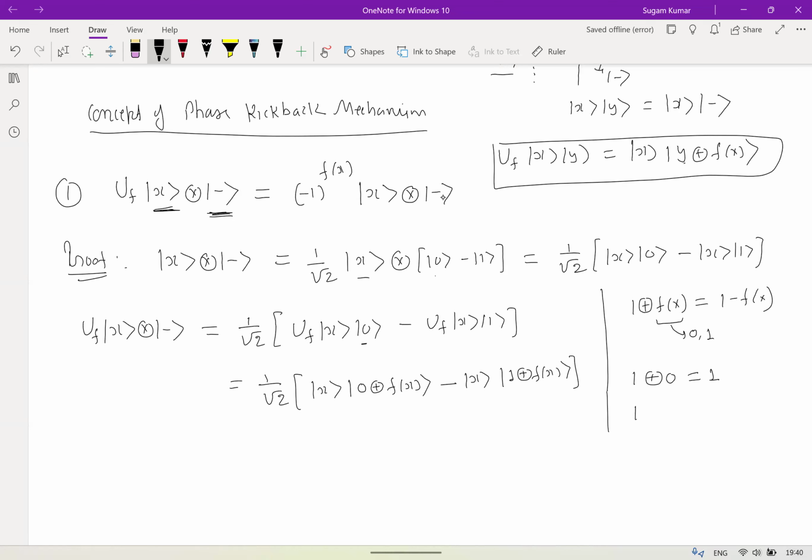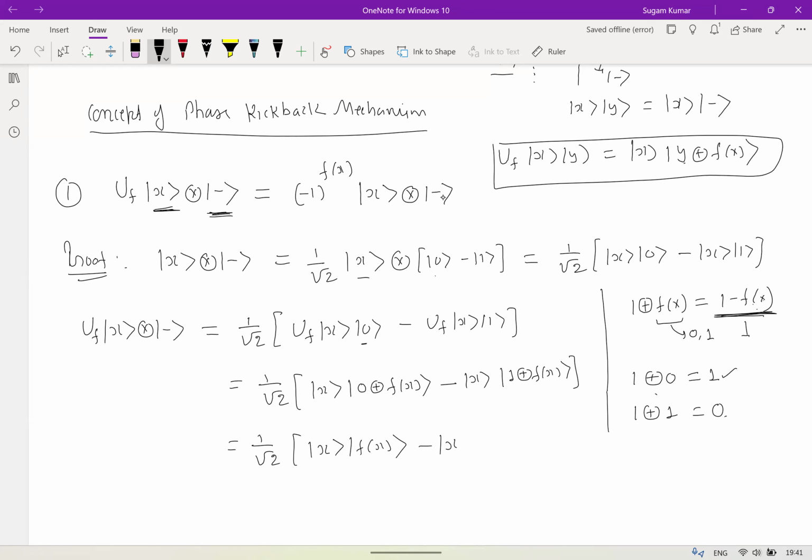But if I take 1 modulus 2 addition 1, then this is going to be what? Tell me. 0. 0, correct? So it means it's a correct expression, because in this equation, if I put fx 0, then I will get 1. If I put fx 1, then I will get 0. So you can see that this final answer will be only x, and this is going to be fx as such.